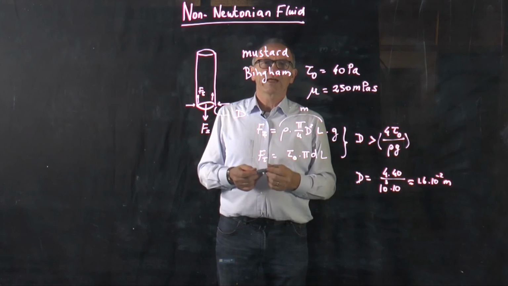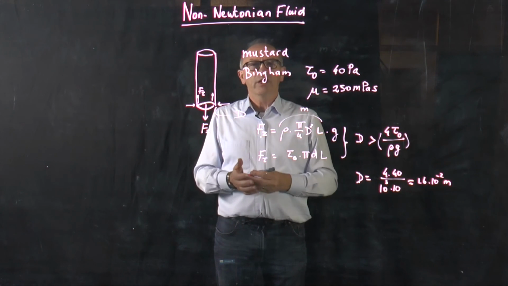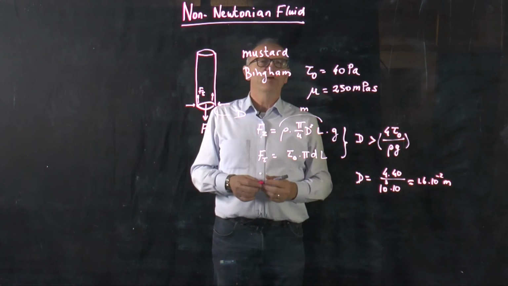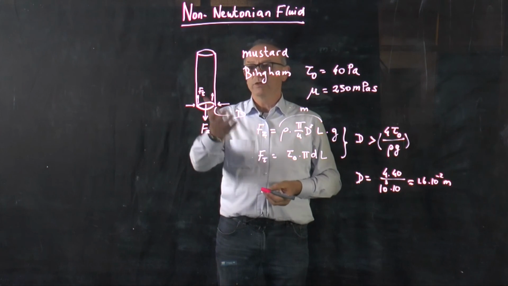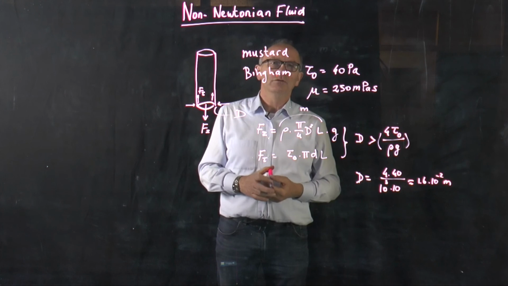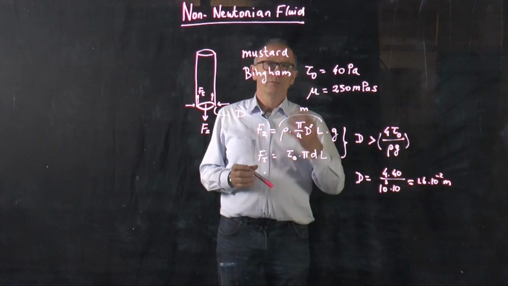So this gives you an example of how you can calculate when a Bingham fluid starts to flow out. You can apply this for all kinds of Bingham fluids which you see around you. Toothpaste is one of them, mustard is another one.